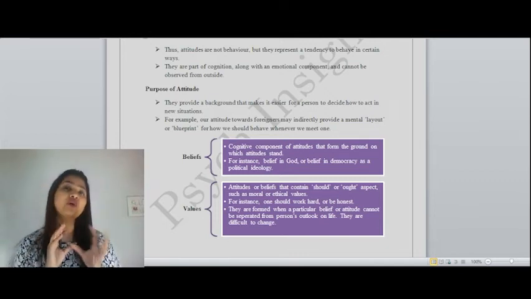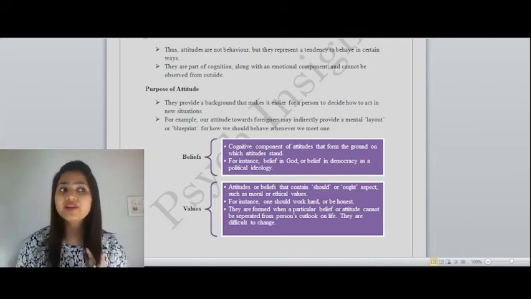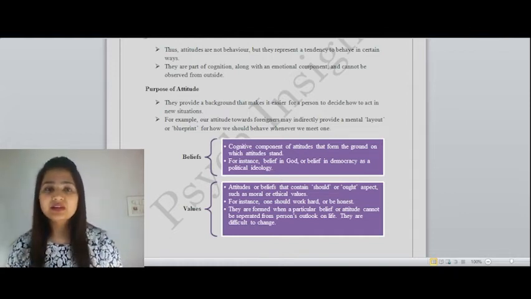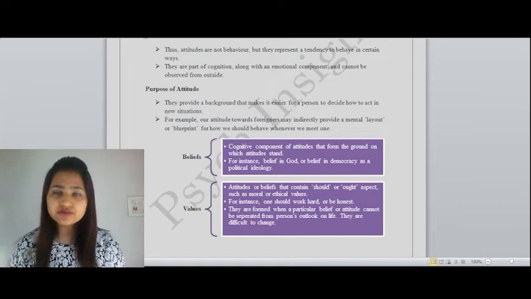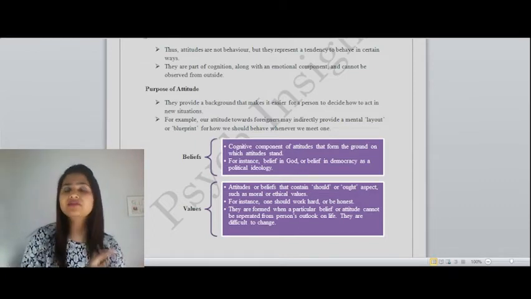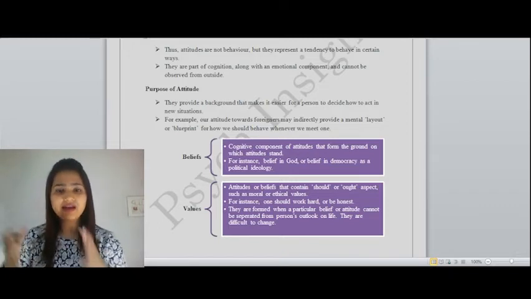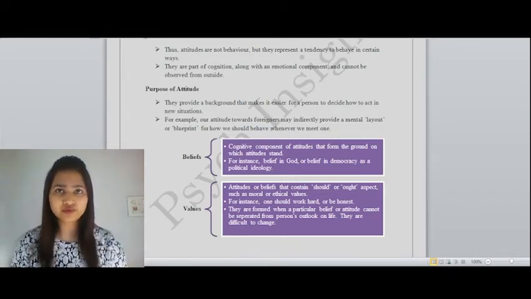So values, from chapter 1 also, you might remember, are ideal modes of behavior. Values are basically the moral or ethical values that we are talking about. Again, they are part of your cognitive aspect only, but they are different from attitudes. Values are more about ideal modes of behavior.